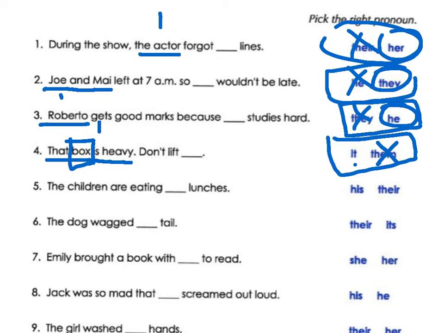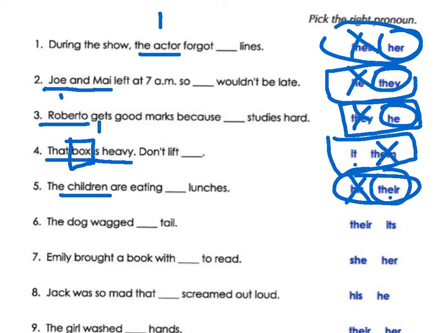Number 5, the children are eating lunches. We're missing a word here. Children is the noun. It's a plural noun. Even though it doesn't have an S, it's an irregular plural noun. So we know between our choices here, his and their. His is a singular male object pronoun, so that's not it. The answer has to be their.